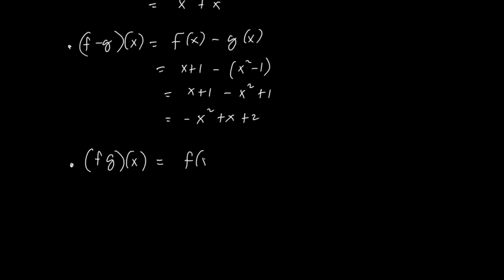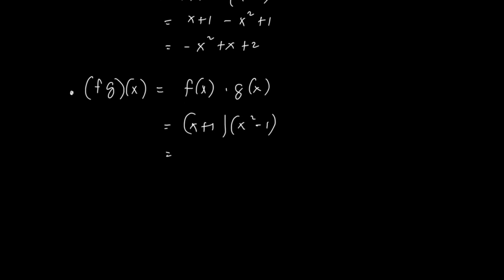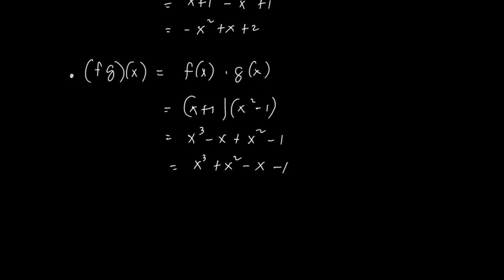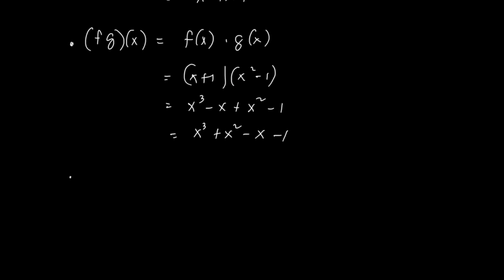Now our f times g of x is the product, which is f of x times g of x, and that is x plus 1 times x squared minus 1. So you can use the FOIL method. X times x squared, that's x cubed. Outside, x times negative 1, that's minus x. Inside, that's x squared, then minus 1. So that is x cubed plus x squared minus x minus 1.